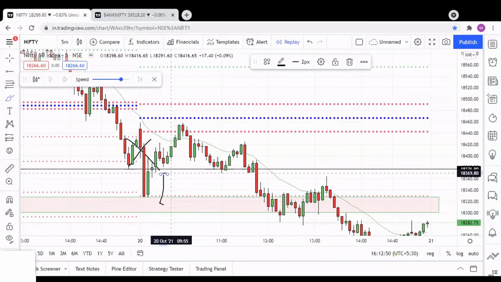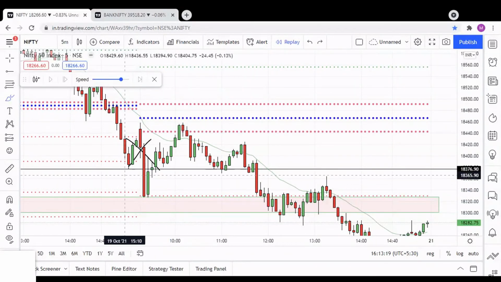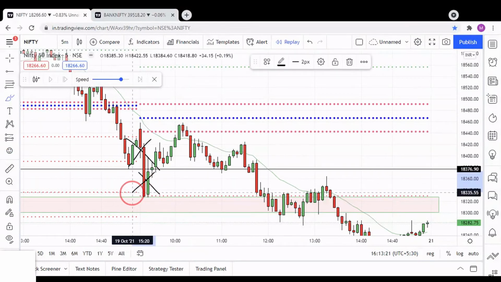Rather, I would wait for some retracement back to the Virgin CPR and enter the possible entry there. But market didn't make a retracement back to the Virgin CPR. It went on going up and touched the CPR. So there is no entry at this point.